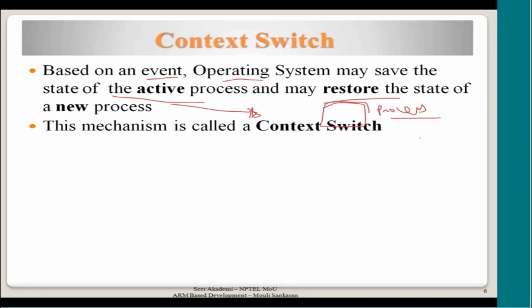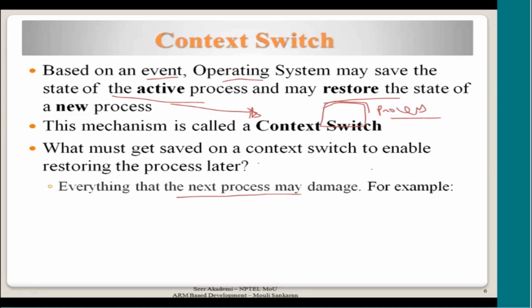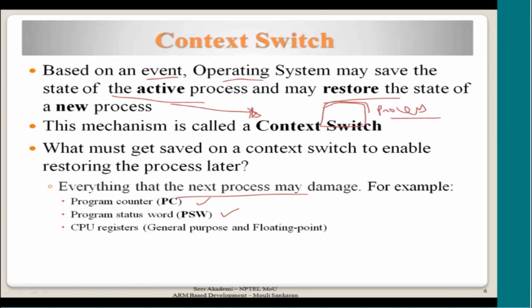Okay. Now, what is a context switch? That means switching from one process to another. So what must get saved on a context switch? Everything that the next process may damage. That means if it is going to be modified, then it is better to save it. So the program counter will be changed by the new program which is coming in, the PSW, the program status word, as well as the general purpose and any floating point registers.